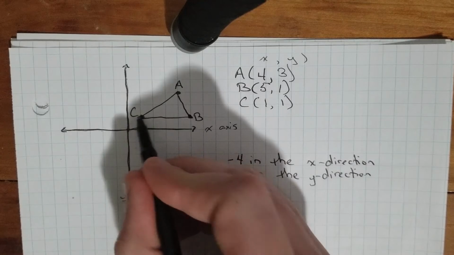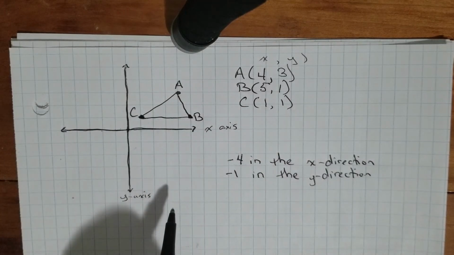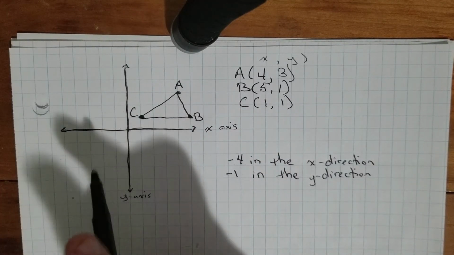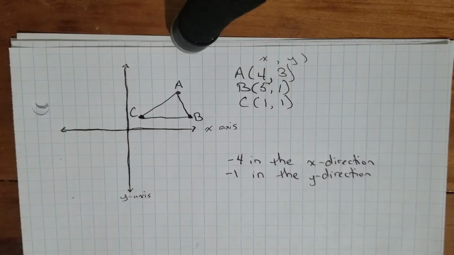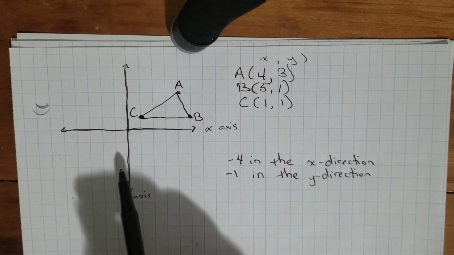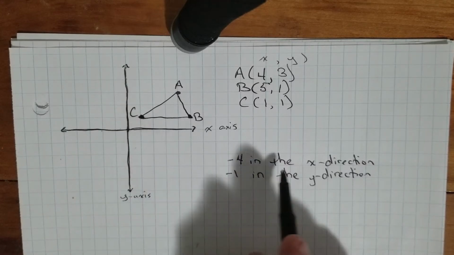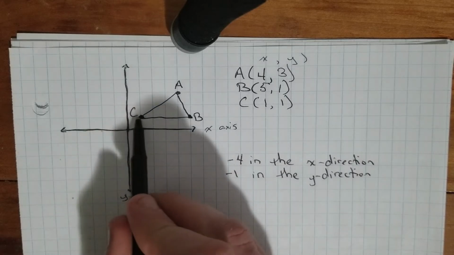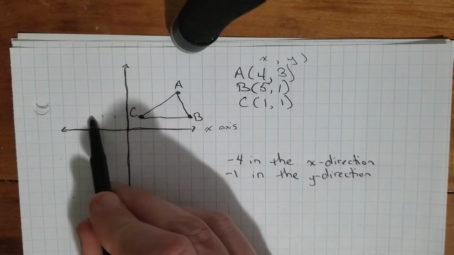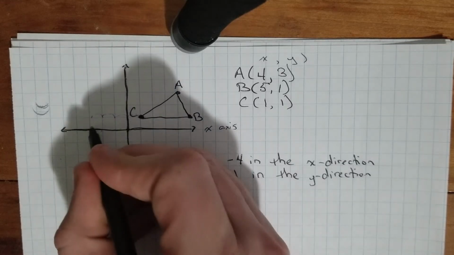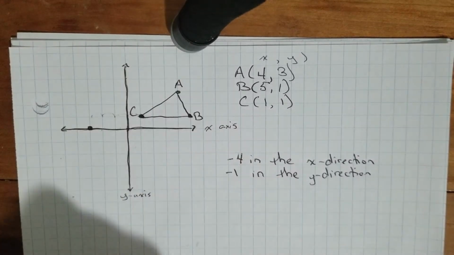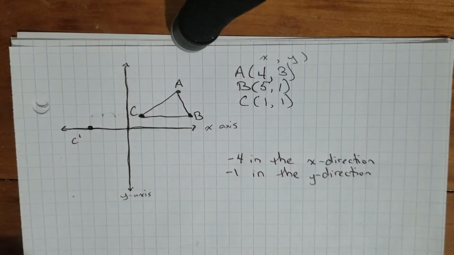It doesn't matter which point we decide to start at. So let's take any point here. We'll take point C. We'll work with that one. It doesn't matter if we did this to every single point, we'd end up in the same spot. So point C, we're going to move -4 in the x direction, 1, 2, 3, 4 to the left, and -1 in the y direction, -1, and I have my point right here. This is my new point C.